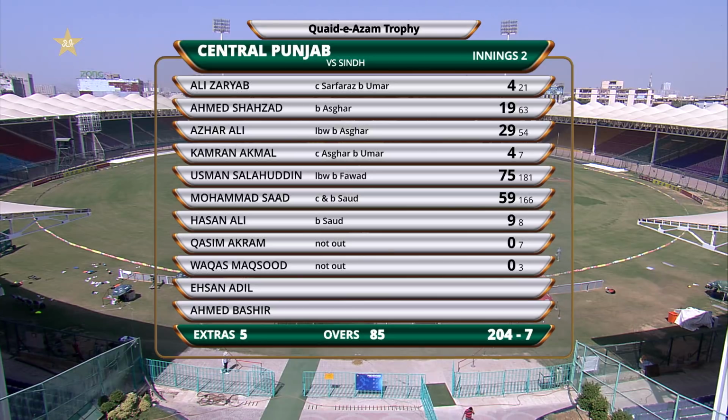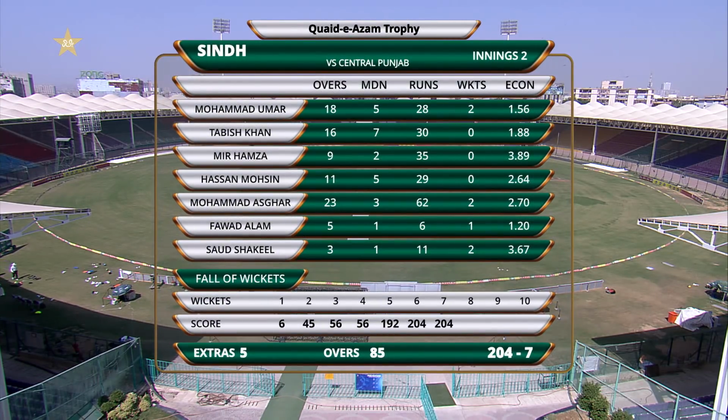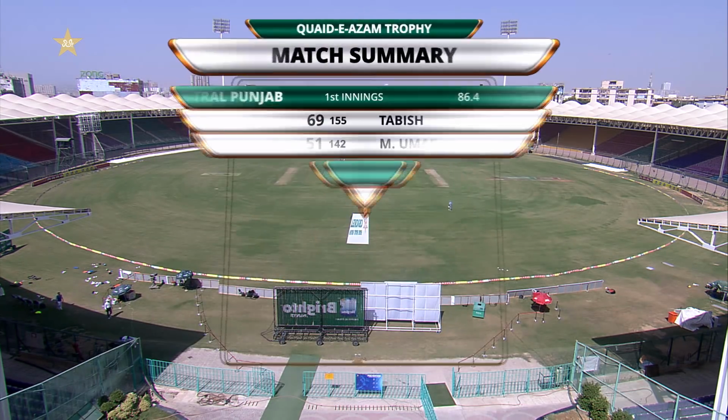They lost that partnership, but they did their job. 75 for Osman and 59 for Saad. Looking at the bowling, spinners started getting amongst wickets here. Asghar got 2. Saud Shakil was introduced. He got 2 wickets, and Fawad Alam also joined in with 1. Right up there, Umar got himself 2 wickets as a pacer.